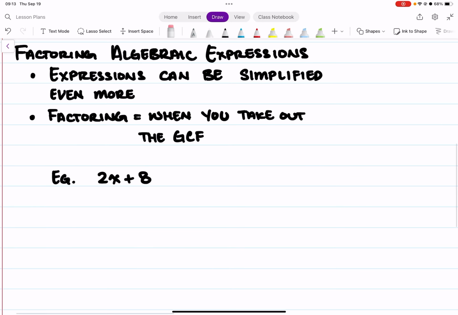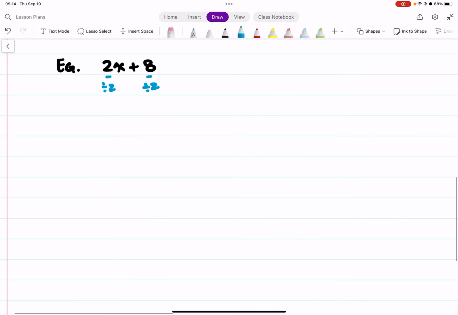Well, when we factor, what we have to do is find what the GCF is, or the greatest common factor. And in this case, I could see that both of these numbers can be divided by 2. So that's exactly what I'm going to do there. I'm going to take the number 2 out of the equation first. So what you do is you start by writing the number that you're dividing by. So if I'm dividing by 2, then I write the 2. And then I'll put a parentheses. Now I gotta figure out what is left.